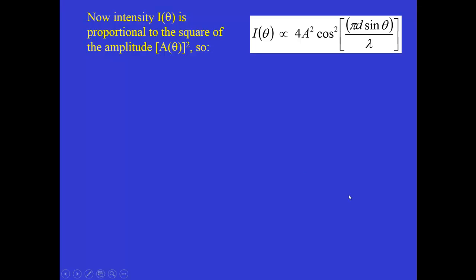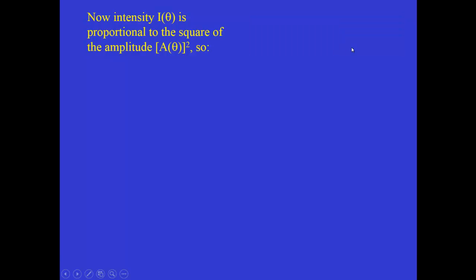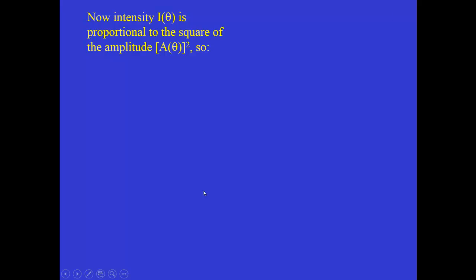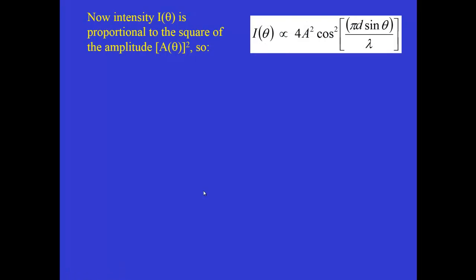As a result, we can say that the intensity at an angle theta on the screen is proportional to the square of the amplitude at that point. The proportionality constant, we don't know what that is, but we know that this proportionality holds. And just to remind you where that came from, all we did was take the 2a cosine term and square it to get this expression here.